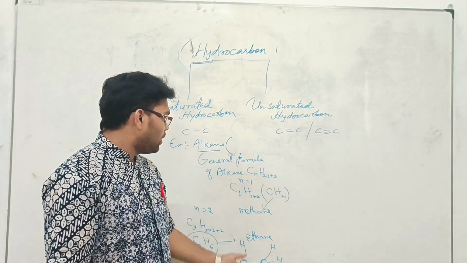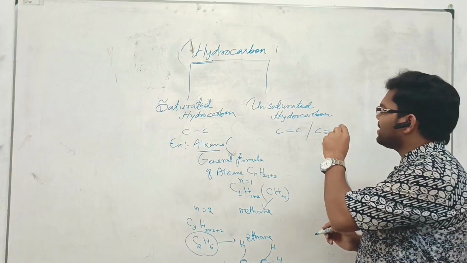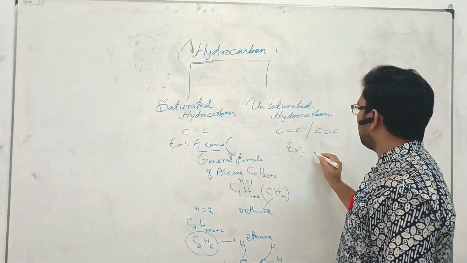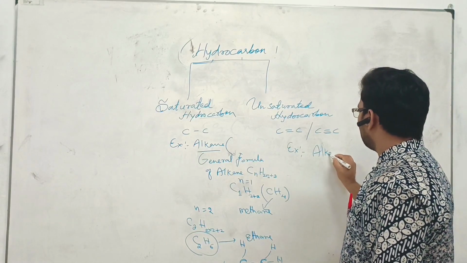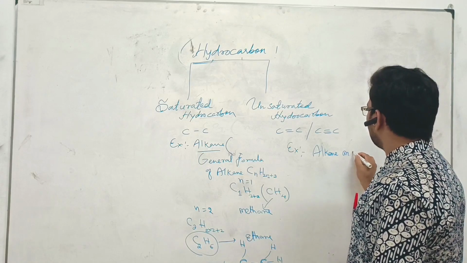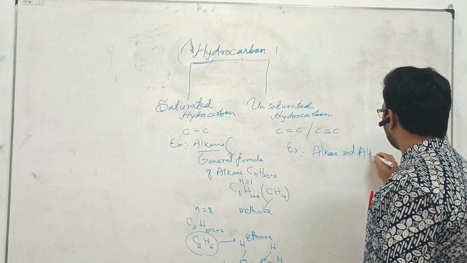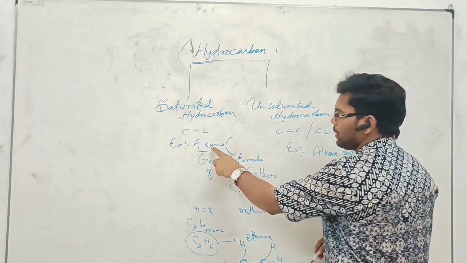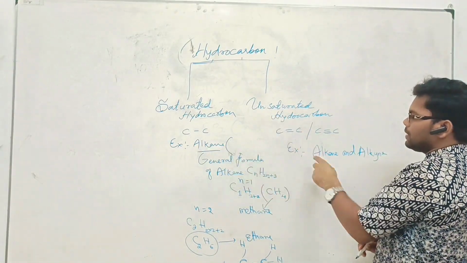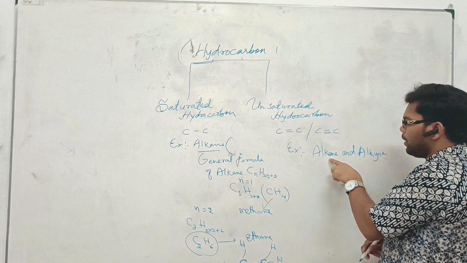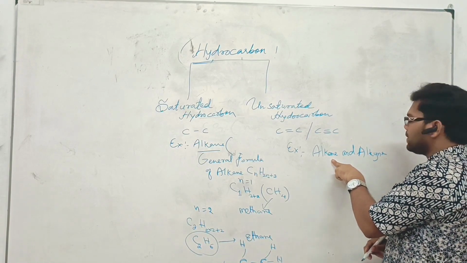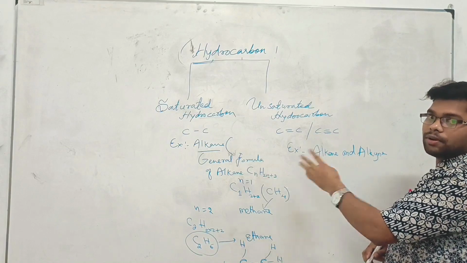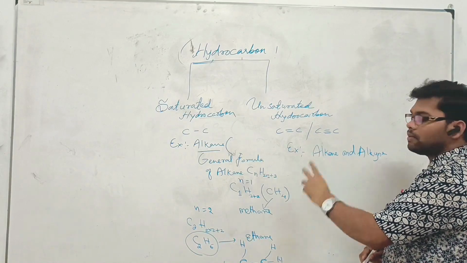Let's look at examples of unsaturated hydrocarbons. They're very simple. The examples are alkene and alkyne. You can find the difference here: in the case of alkene, the last suffix is "ene", and here "yne" is there. So these are different from each other.